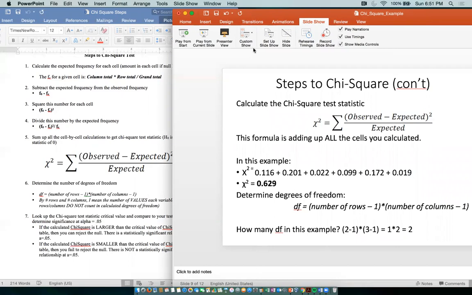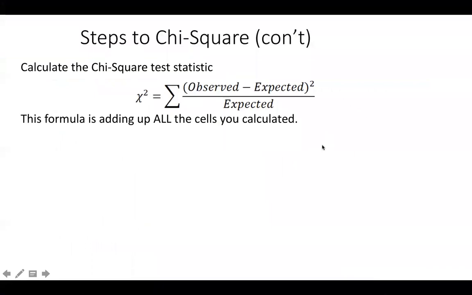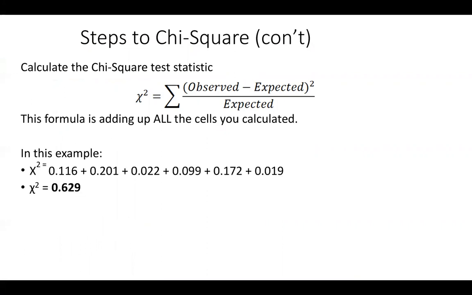So here I'm going to head back to my slides for a sec. So our chi-square test statistic is this summation of all of our observed minus expected squared divided by expected. It's simply adding up all of the cell values that we just calculated. So in this example, my chi-square is going to be that 0.116 plus 0.201 plus 0.22 plus 0.099, and so on. Adding those 6 values up together, we get a chi-square of 0.629. So that is the chi-square value that we have calculated for this set of data.